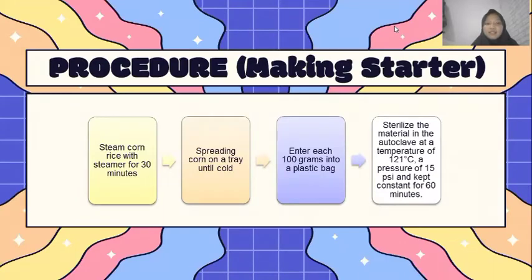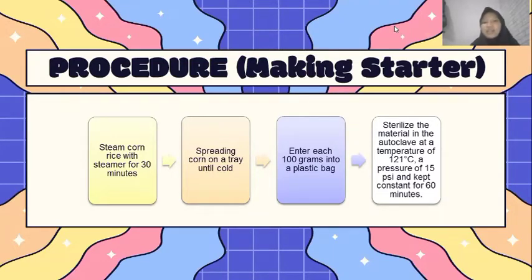The next is the procedure of manufacturing biopesticide. There are two procedures in the process of making biological pesticides. The first one is making biological agent starter. The process of making biological agent starter can be started from steam corn or rice with steamer for 30 minutes. The second one is spreading corn on the tray until cool.